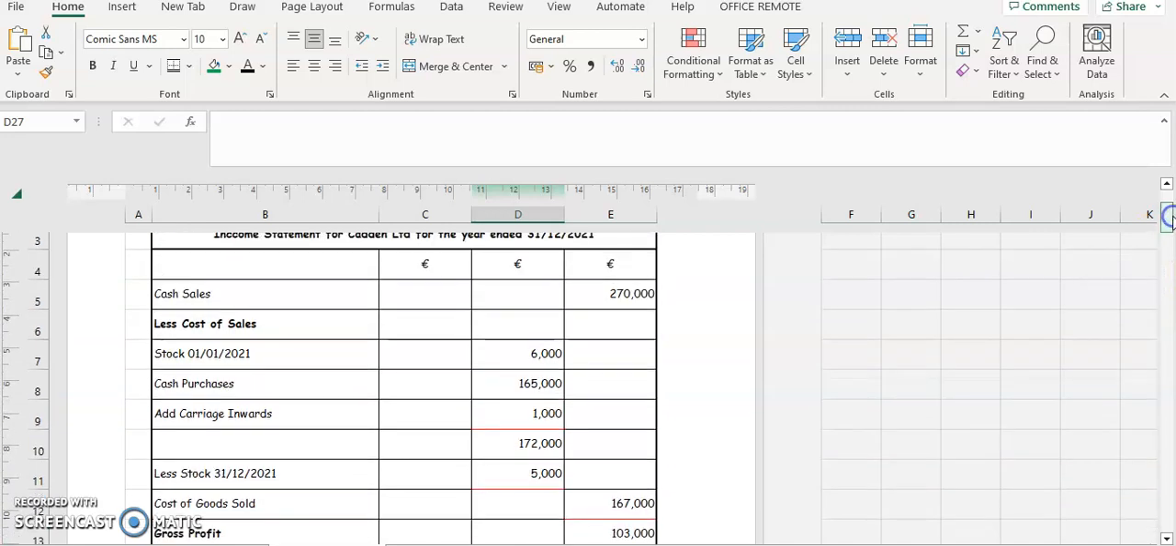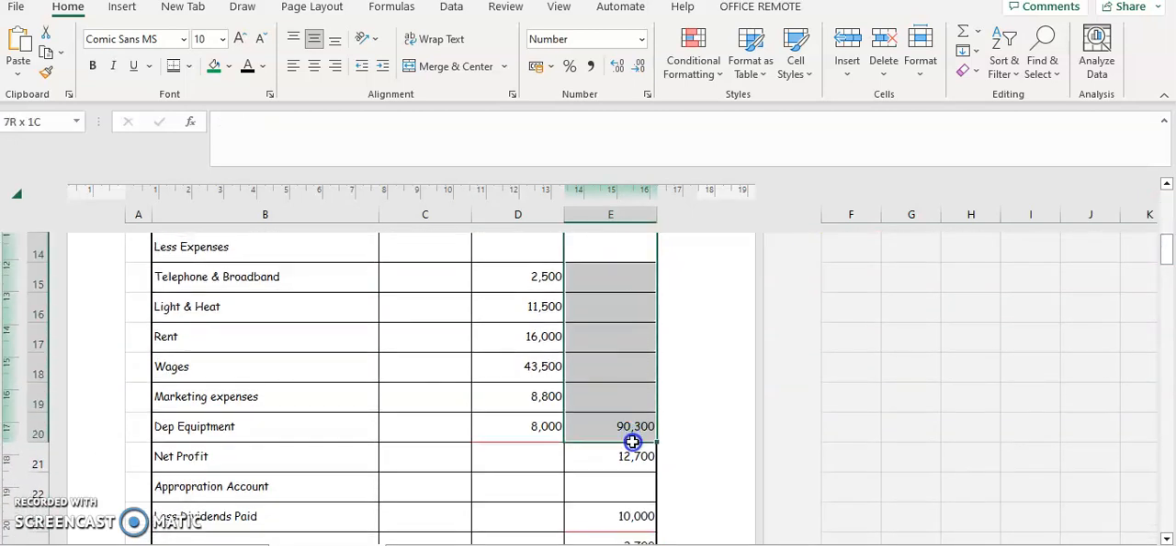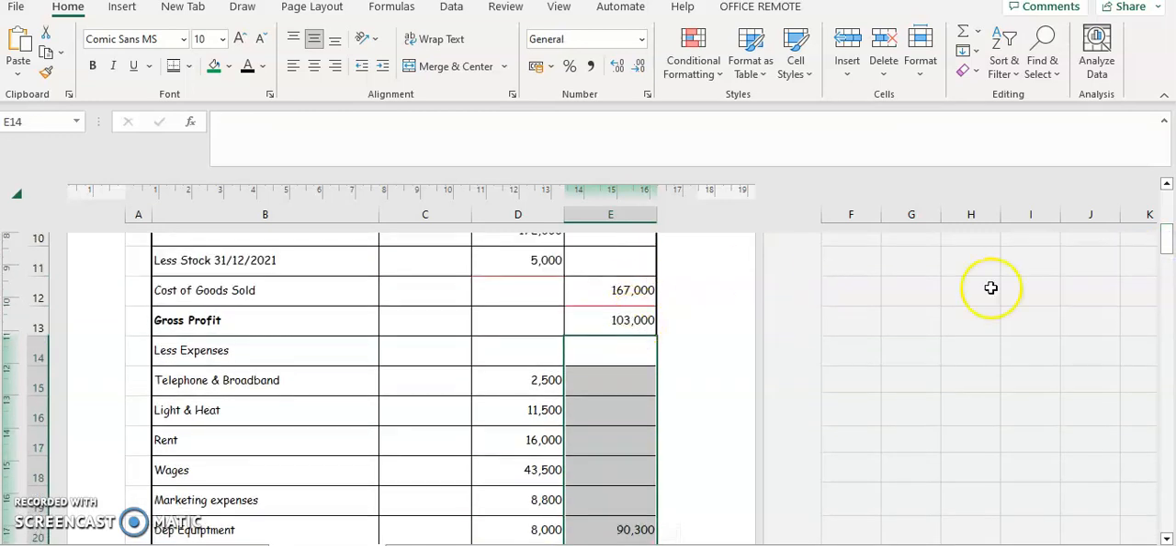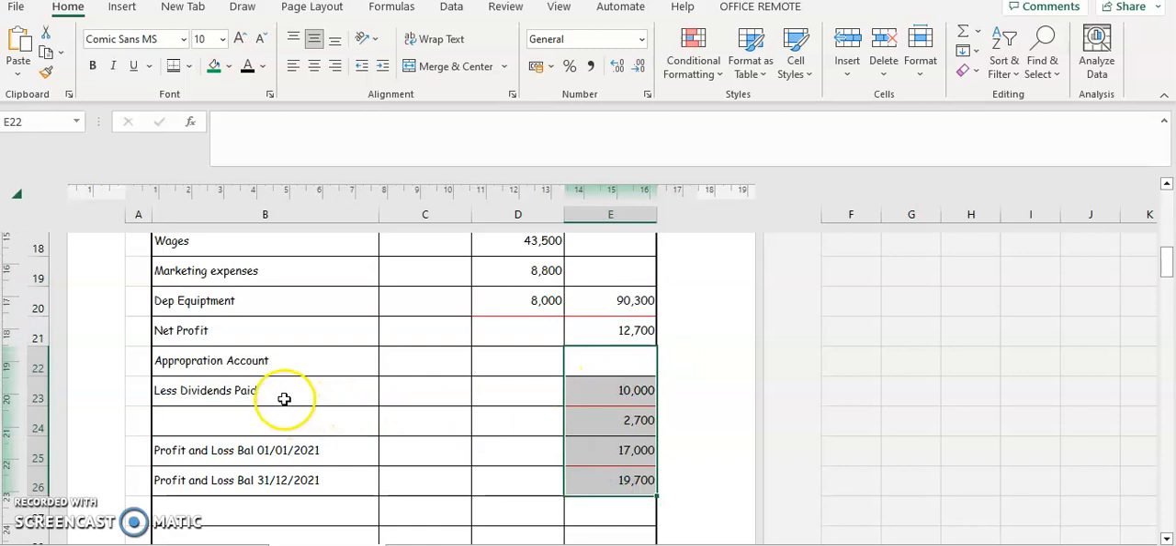So remember, the profit and loss account is broken up into three parts. You have your trading account that you need to learn. You have your expense account up as far as your net profit. Remember, your net profit is your expenses taken away from your gross profit. And then you have your appropriation account. Your appropriation account has two items in it: your dividends paid and your balance from the start of the year.